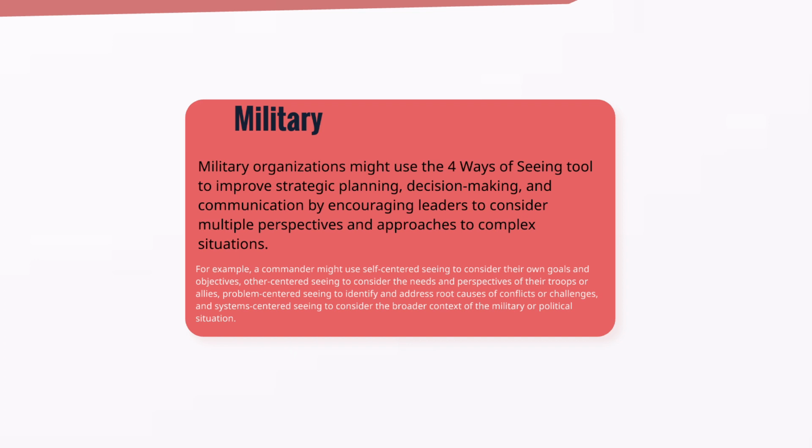leads to long-term stability? And finally, they might use system-centered seeing to consider the broader context of the military or political situation. How does their mission fit into the larger picture, and what is the implication of their actions for the region as a whole? By using the 4 ways of seeing in this way, military leaders can improve their strategic planning, decision-making, and communication with their team and allies. They'll be better equipped to navigate more complex situations and make better choices that lead to success on the battlefield.